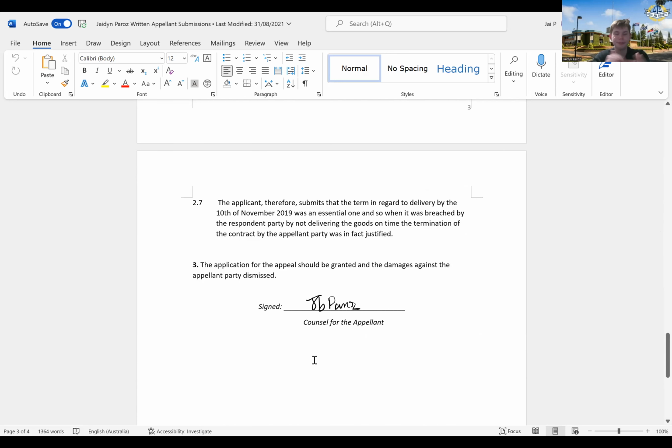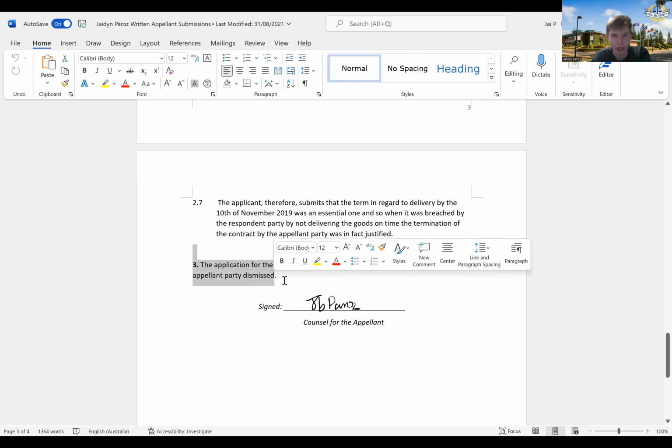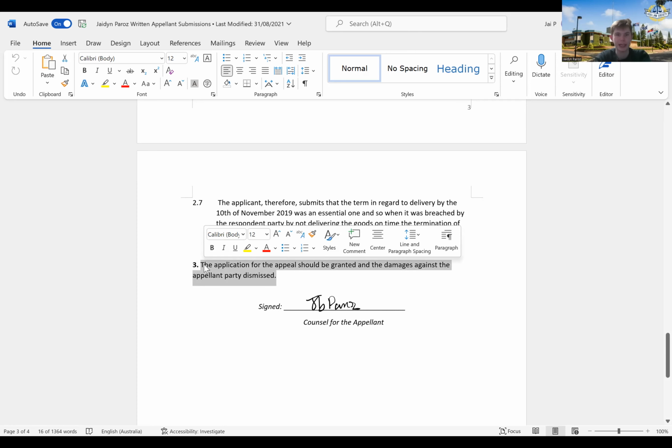Oh, yes. Before we move on, at the end, you've just got to put what orders you want. If you're the appellant, you want the appeal to be granted, and you explain what orders you want. For the respondent, you just say the appeal should be dismissed and the conviction upheld. Easy. You can do a lot of research on this.